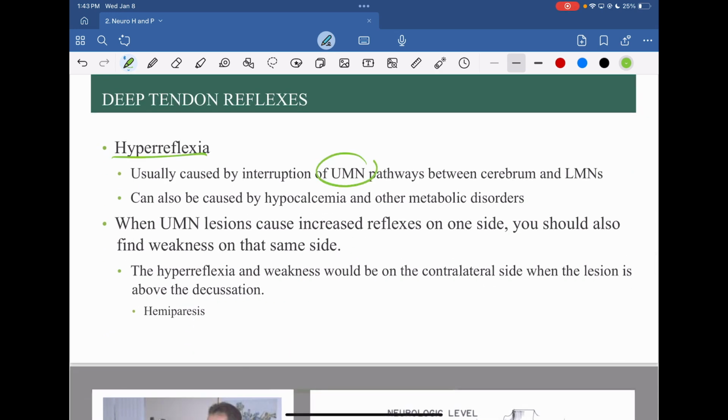Hyperreflexia, upper motor neuron disease, if they have hyperreflexia on DTRs. Hyperreflexia can also be caused, however, by hypocalcemia and some other metabolic disorders. So don't just assume, oh, they're hyperreflexic, it's just upper motor neuron disease. No, they could have problems with their calcium metabolism as well. When upper motor neuron lesions cause increased reflexes on one side, you should also find weakness on that same side. So if their right patellar reflex is hyperreflexive, they should also have some weakness on that right side as well.